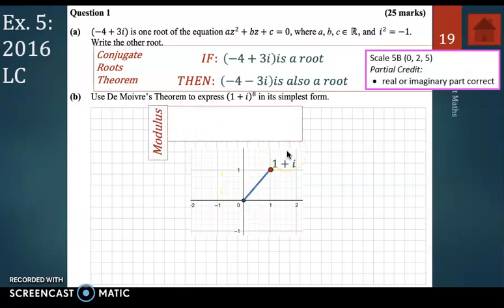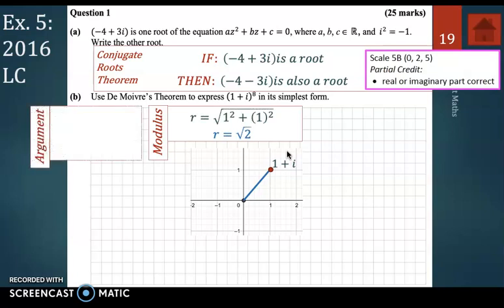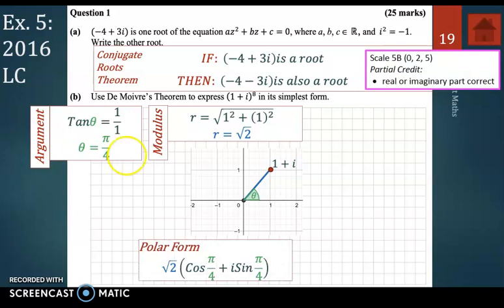Next we get our modulus, which is that distance there, and it comes out as root 2. We then get our argument, which is the angle in there, and without even doing any calculations, you should spot straight away that it's 45 degrees. But if you want to do the calculations, there you go. I did it in radians in this case, but 45 degrees is fine. So we have our polar form, and we just want this now to the power of 8.